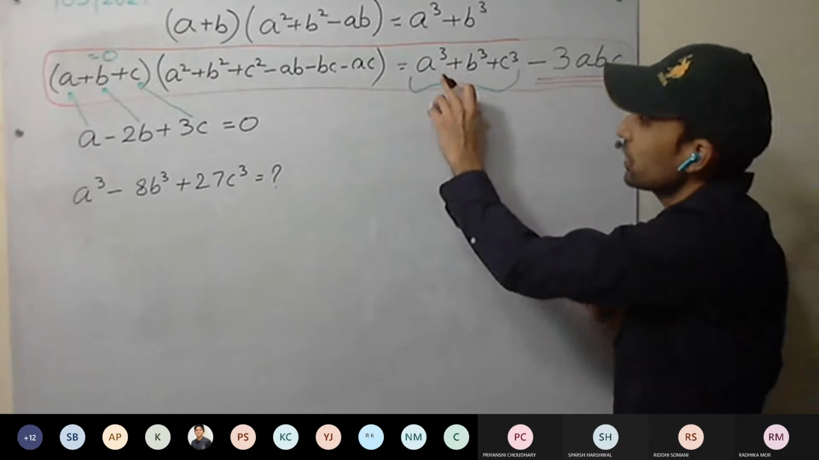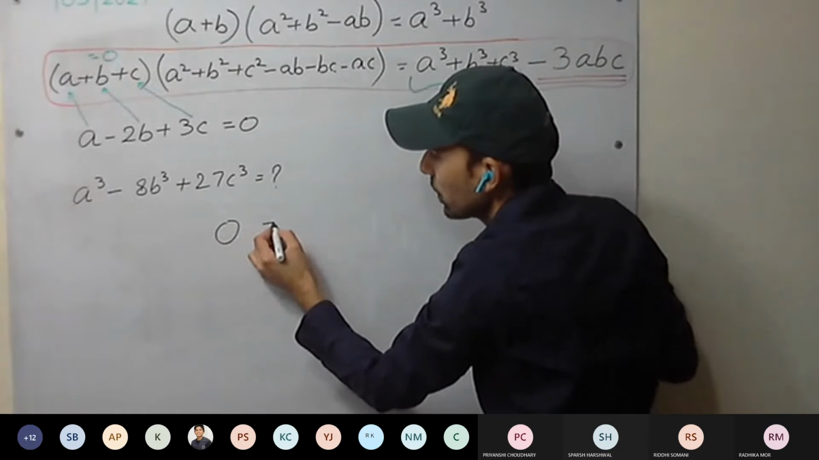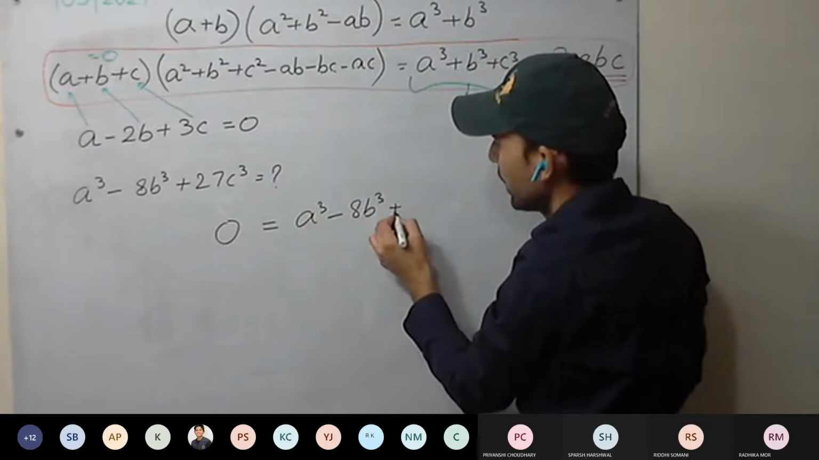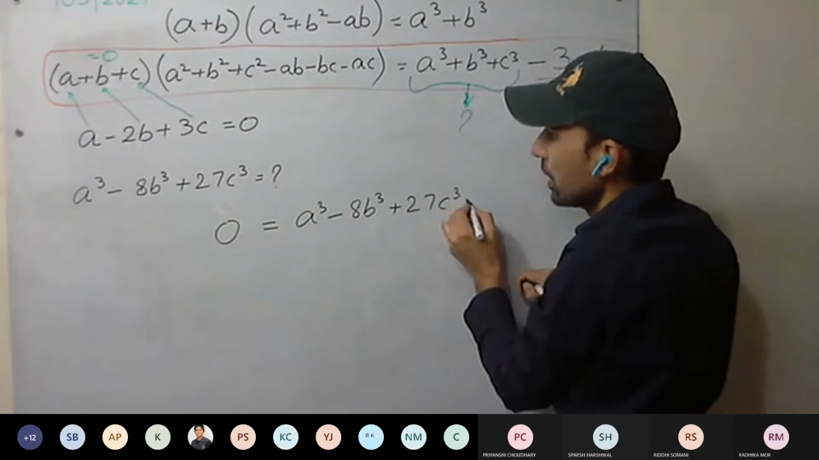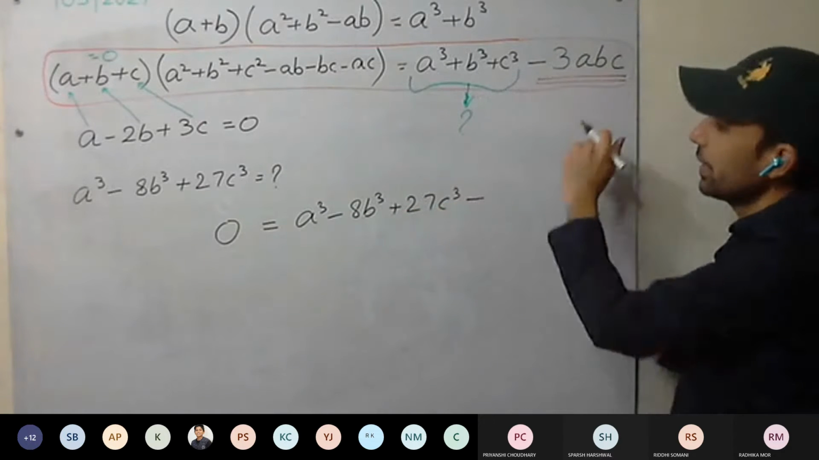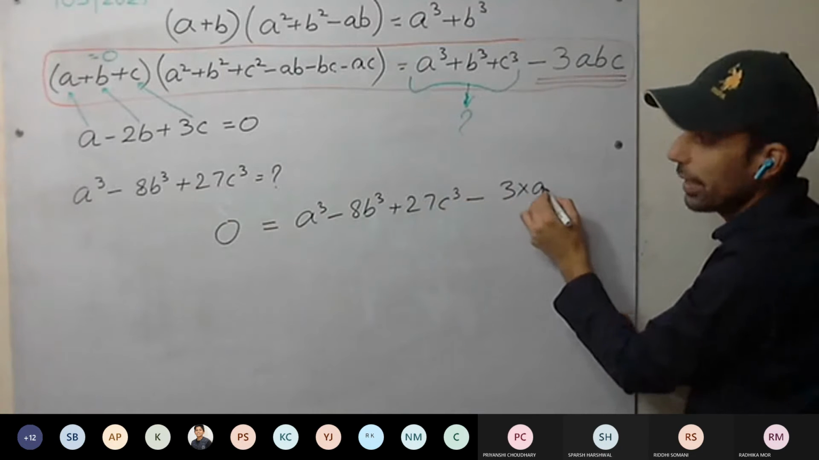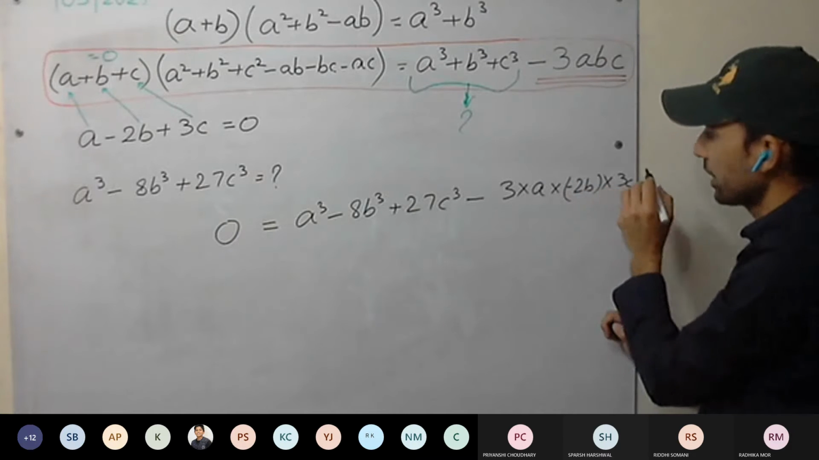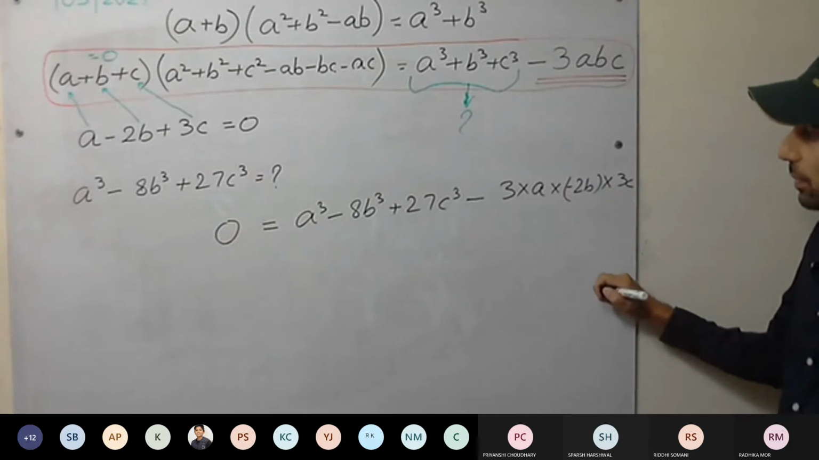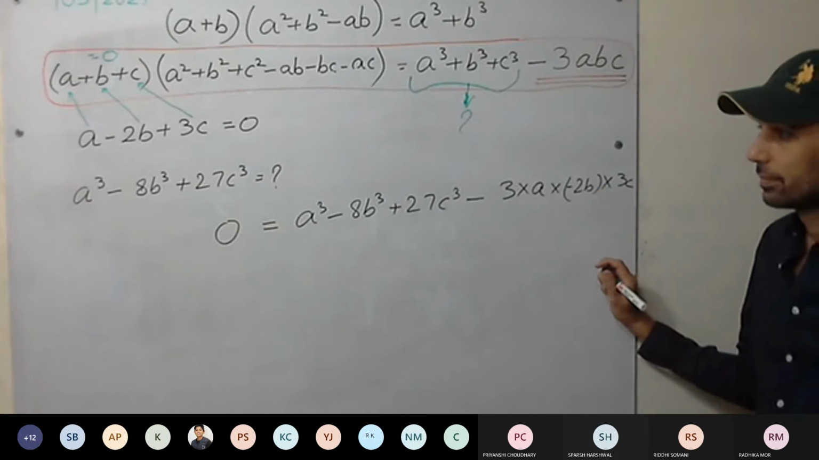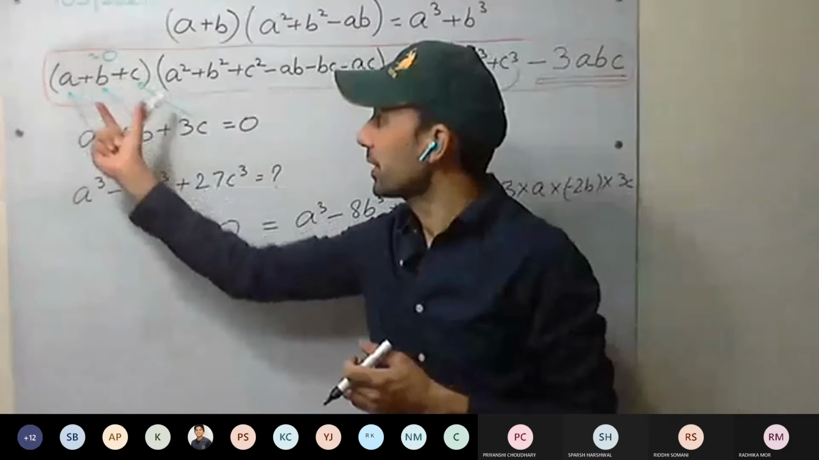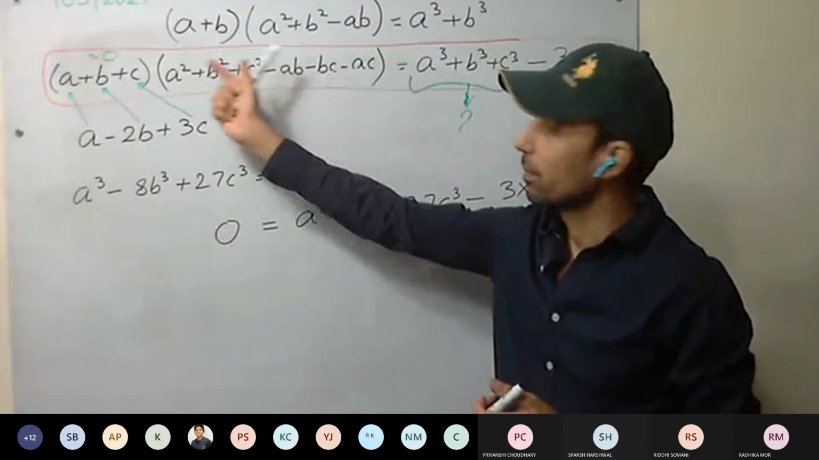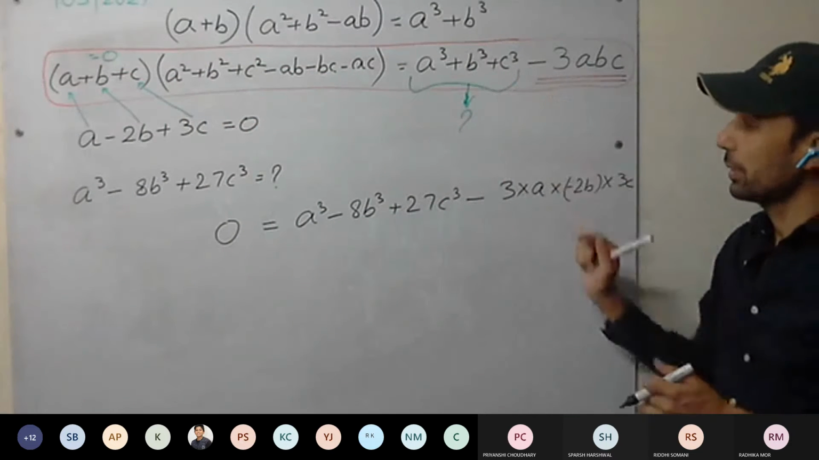Understood this one? So 0 equal to a cube minus 8b cube plus 27c cube minus 3abc, that is 3 into a into minus 2b into 3c. This you are going to get. Because this thing is 0, that is a minus 2b plus 3c is 0. Because of 0, this will be 0. Multiply with 0, 0. And this equal to 3abc.